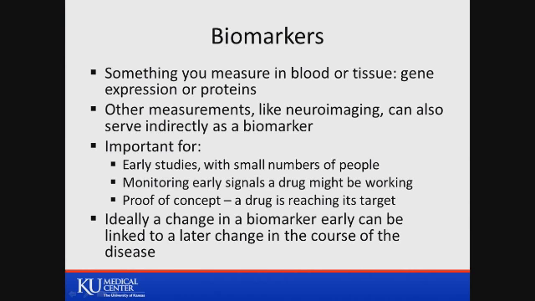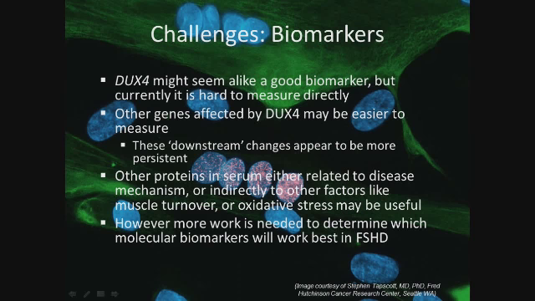Ideally, we'd like a change in these biomarkers to predict some change that occurs later on in the course of the disease that's important to people. For example, predicting whether or not you'll need to use a cane or a walker at a future point in time. But they don't have to have that tie in order to still be useful.